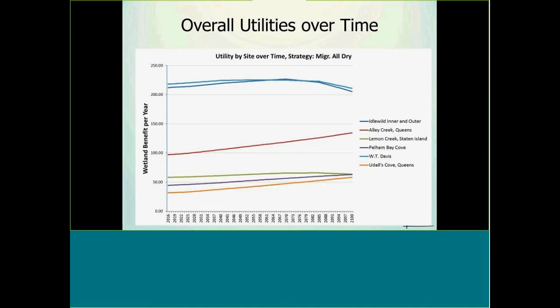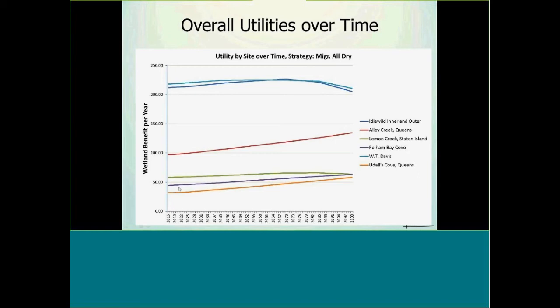So, for example, this is looking at a simulation where we're looking at migration to all dry land. So this is really the most optimistic assumption that can be put into place, and there's no historic marsh loss. It's the most optimistic assumption that can be put in place in terms of whether marsh will be allowed to migrate or transgress into adjacent lands.